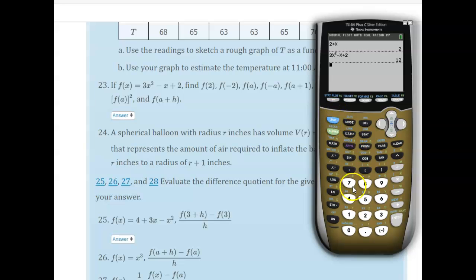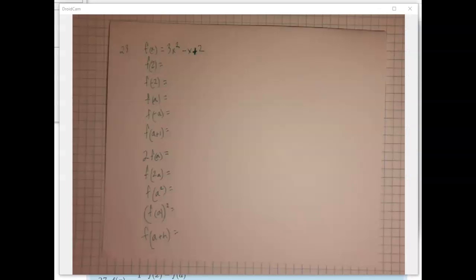I could also now do negative 2 stores to x, hit enter, and then I can scroll back up and grab my equation, hit enter again, and it tells me what the value would be if I put -2 into the equation. So what does this look like if I work it by hand?